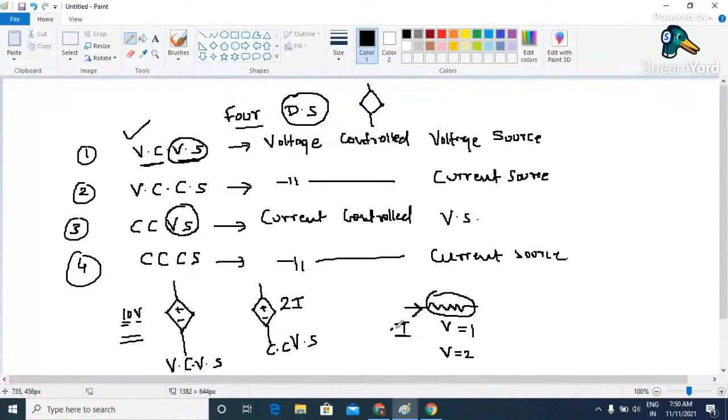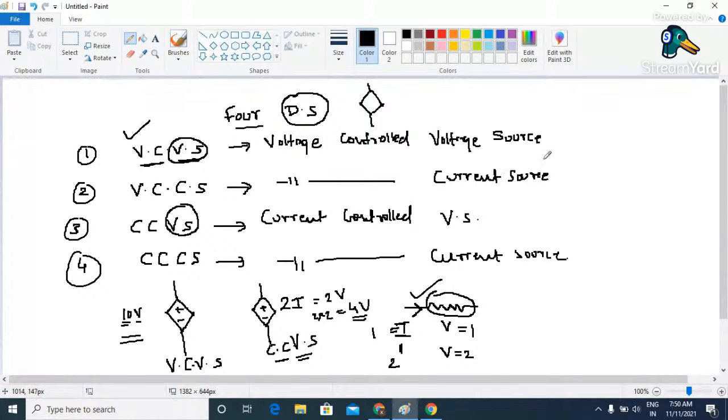For example, initially the value of current is say 1 ampere. Then in that case, this voltage source delivers a voltage of 2 into 1, which is nothing but 2 volt. In the same way, if this I is say 2 ampere, then this voltage source is going to deliver a voltage of 2 into 2, which is equal to 4 volt. That means the value of this voltage source is decided by the current flowing through this particular resistor. Hence, it is called a current controlled voltage source.